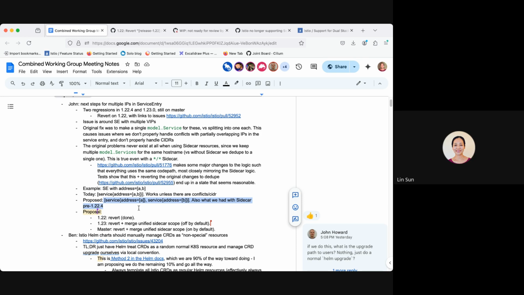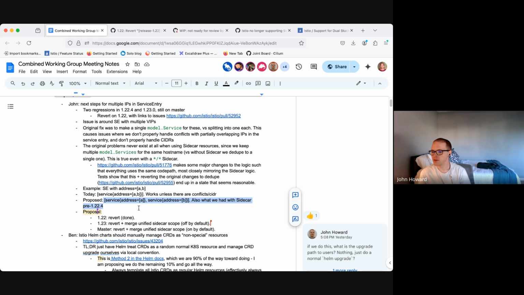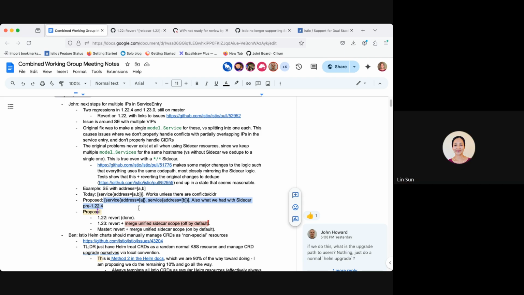Yeah, actually, I guess what you just said kind of convinced me that maybe we don't even need to worry about this 1.23 merging of this change, because if people need a workaround, they can just use a sidecar. Exactly, yeah. So we have a good workaround for them. All right, that's good.